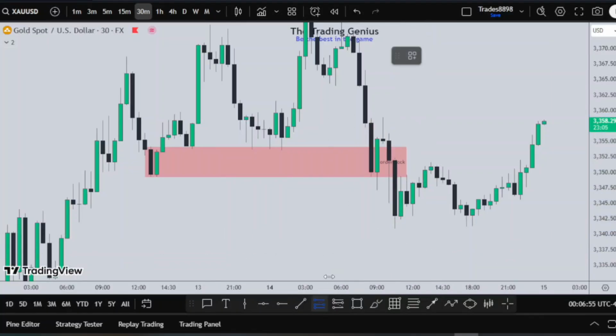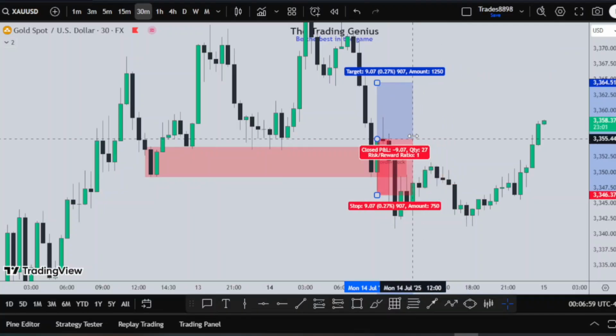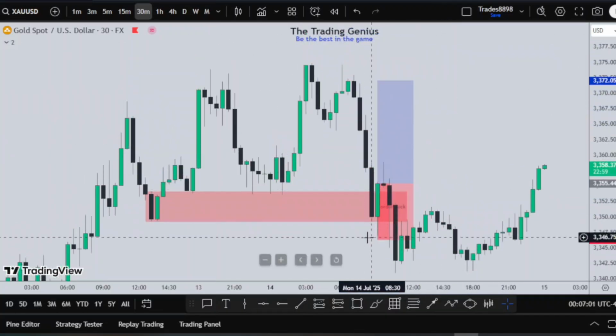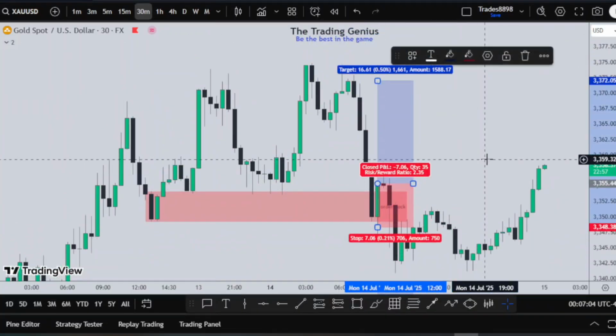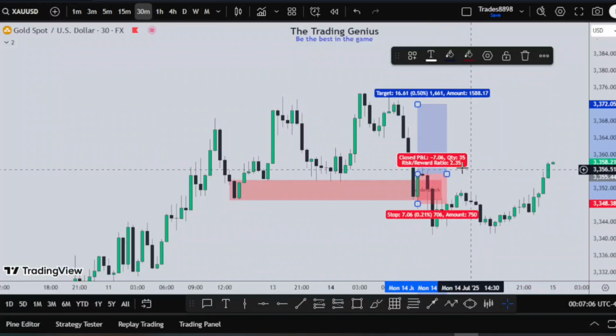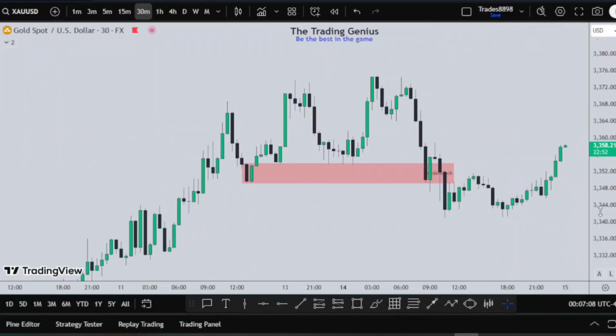So if you go to a smaller time frame, let's just say your entry is right here, right? This means that you will be taking a loss right here, because price just keeps going lower. So why is that?